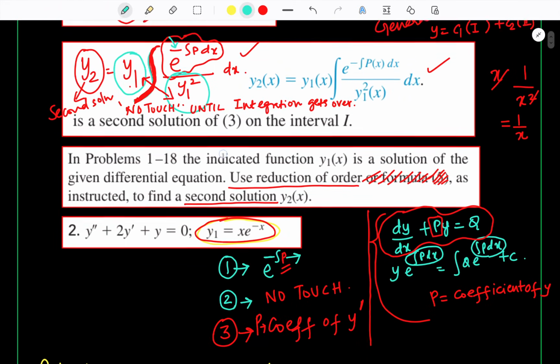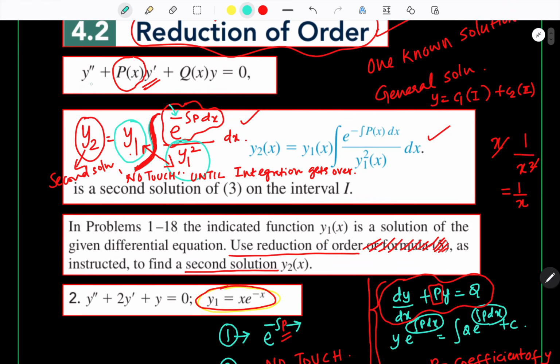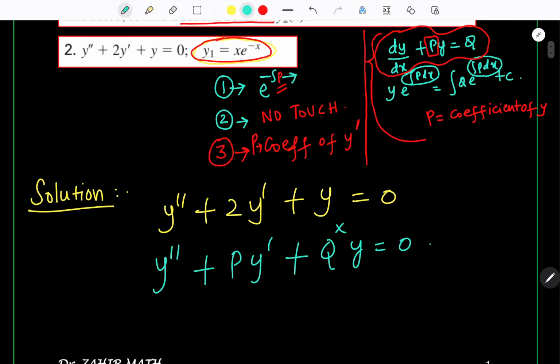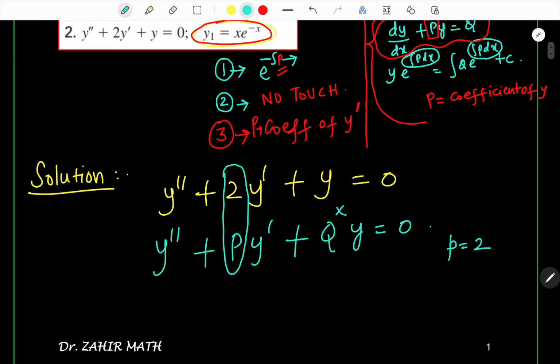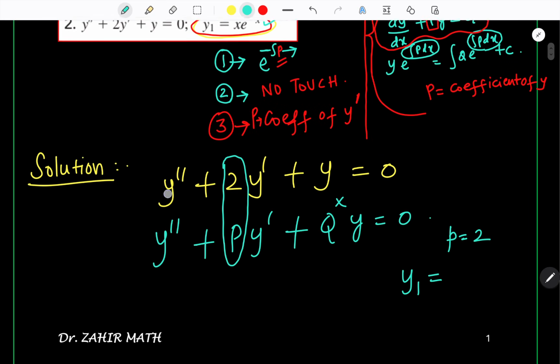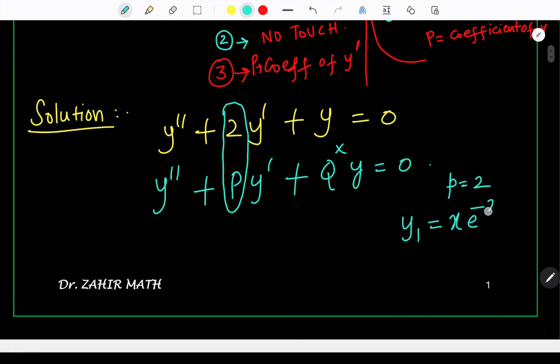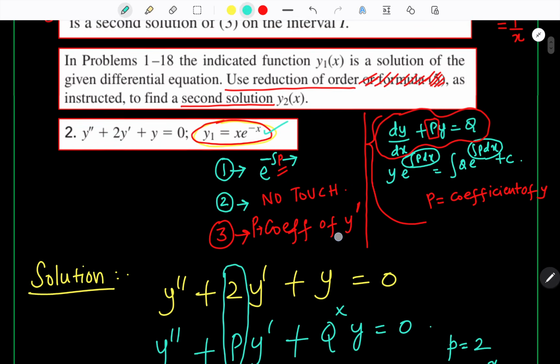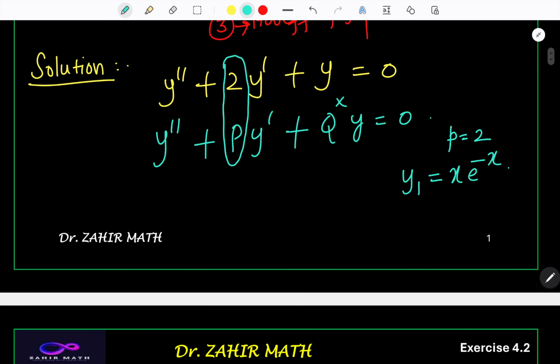Look at the general model. This is the general model of the equation: y double dash plus p y dash plus q y equal to 0. So you just compare here. p is equal to what? 2. And what's your solution? y1, the first solution given in the question, which is x e power minus x. Let me check again. x e power minus x.